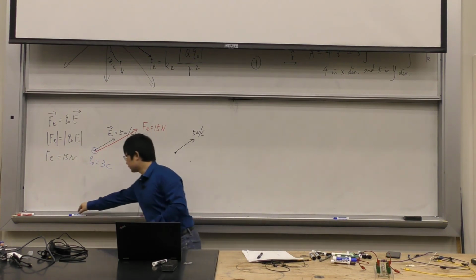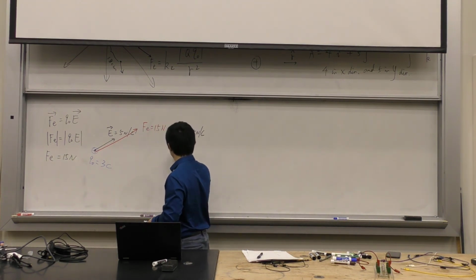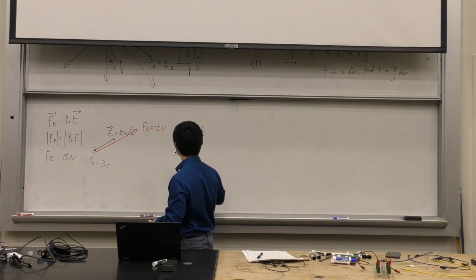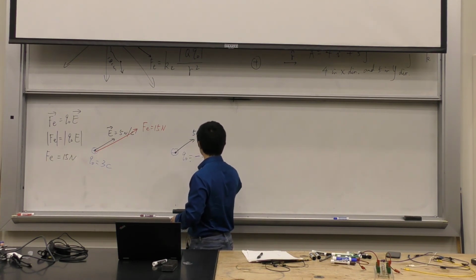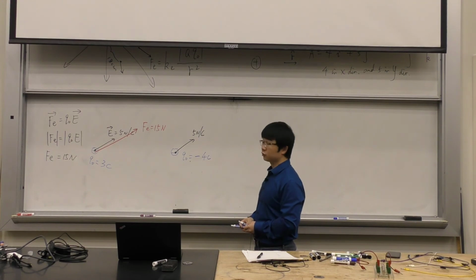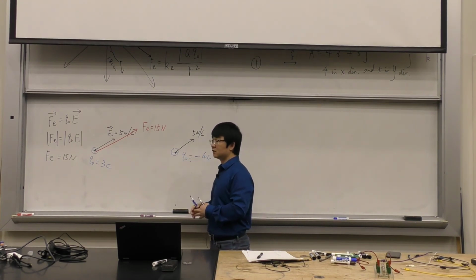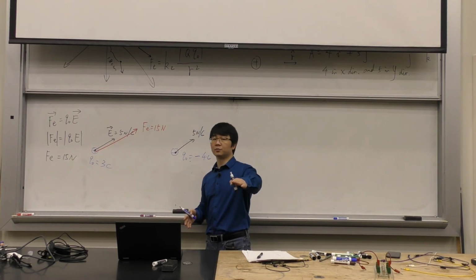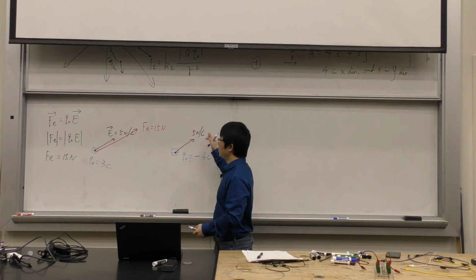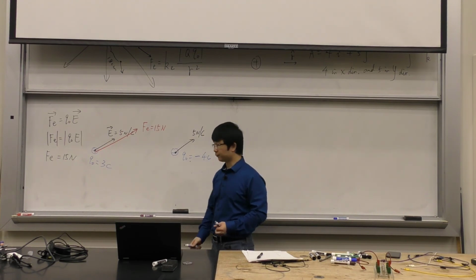Now I'm going to bring a negative charge, say negative 4 coulombs here, okay? I want you to calculate. Remember, this electric field is not created by this guy, right? It's produced by some source charge. I don't want you to worry about it. I already did the hard work, okay? 5 newtons per coulomb created by some source charge.